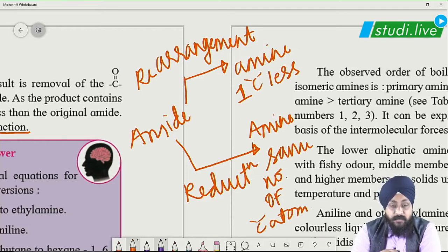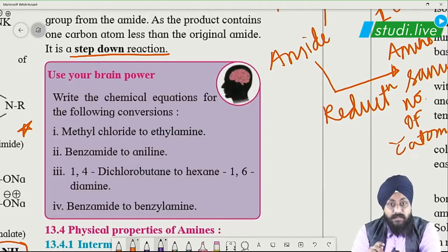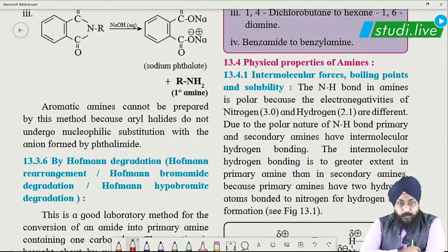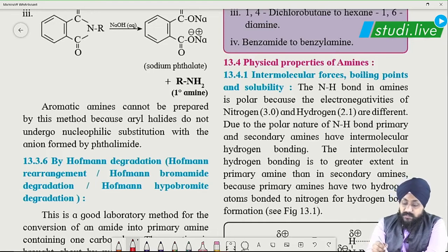So students, here we have completed the methods of preparation. After the Hoffmann bromamide degradation reaction, or rearrangement reaction, we are now moving toward the physical properties of amines. Under physical properties of amines, we discuss intermolecular forces, boiling point, and solubility. The NH bond in amines is polar because of the difference in electronegativity. So we say the polar nature of the NH bond.